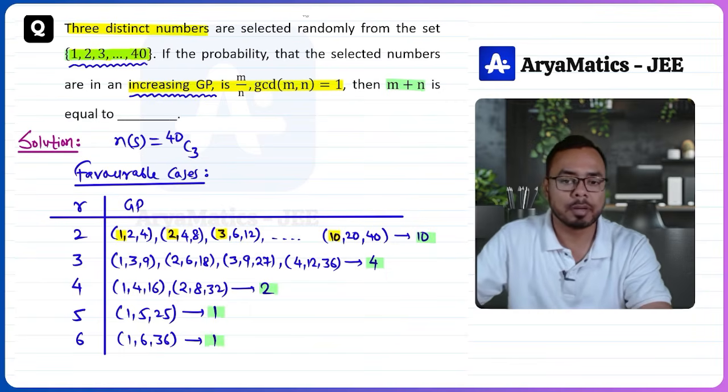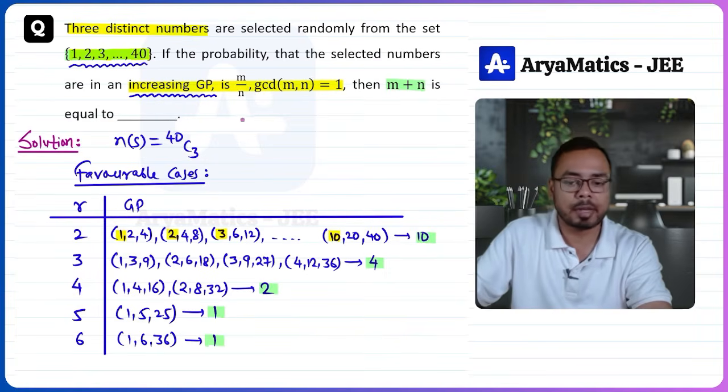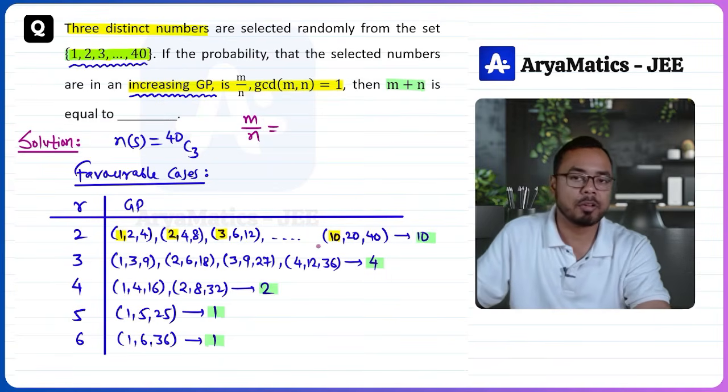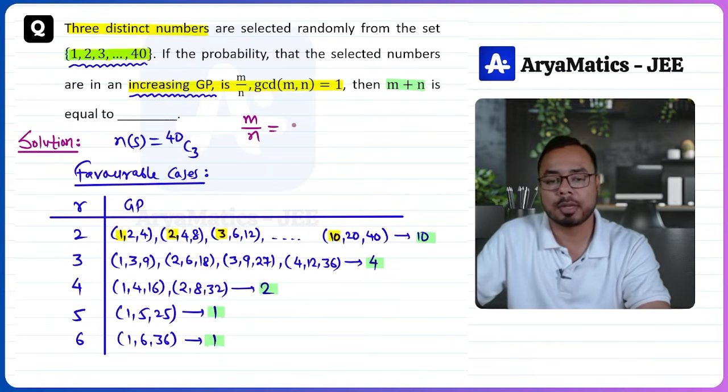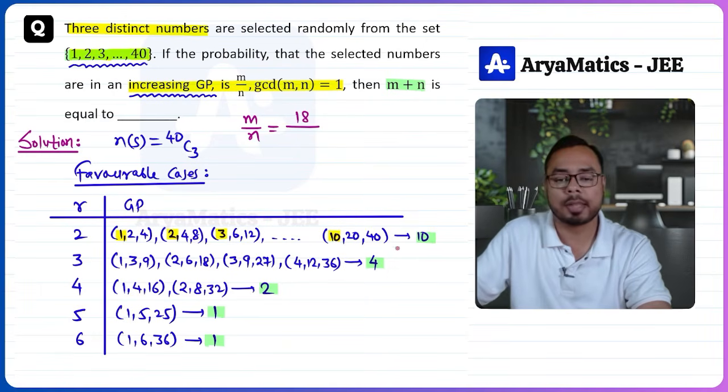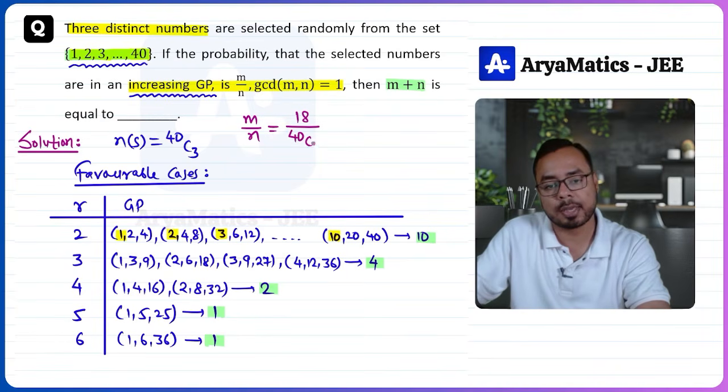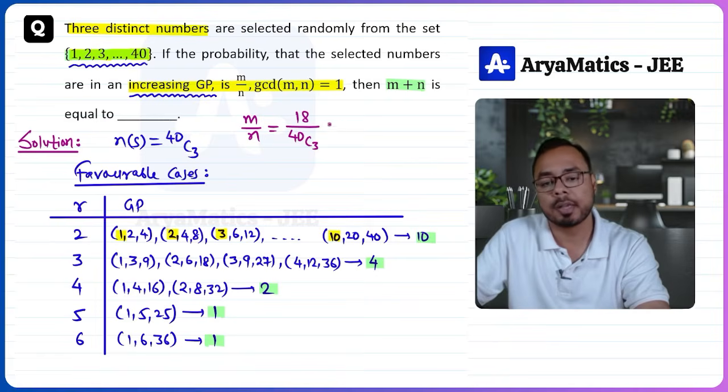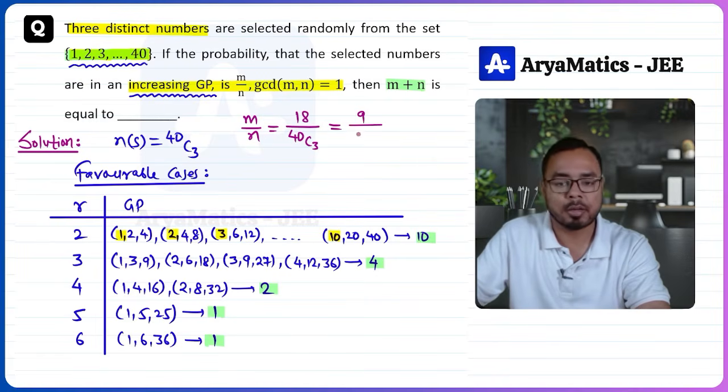It is given that the probability that we will get an increasing GP is m by n. So that means m by n must be the number of favorable cases by the total number of cases. Number of favorable cases is 18, and the total number of cases is 40C3. Total 40 numbers are there; select any 3 numbers, and that will give us one case. So the number of elements in the sample space is 40C3, favorable cases 18, and after simplification, you can do the calculation on your own, you will get 9 divided by 4940. So this will be the value of m by n.